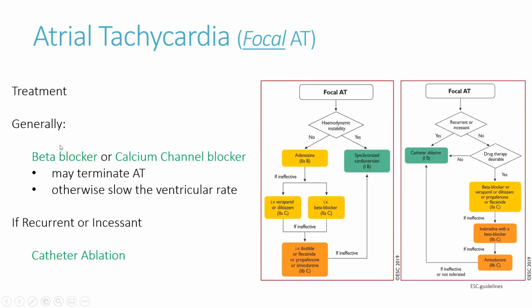In terms of management, generally speaking, for most of these, you can try and beta block them or calcium channel block them to try and dull that down. And if things really do get bad, then you can consider a catheter ablation.